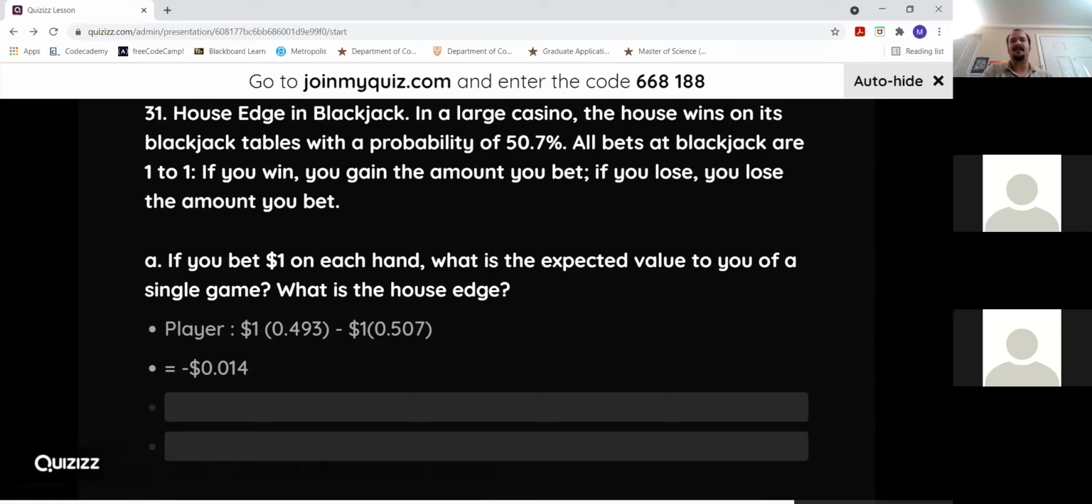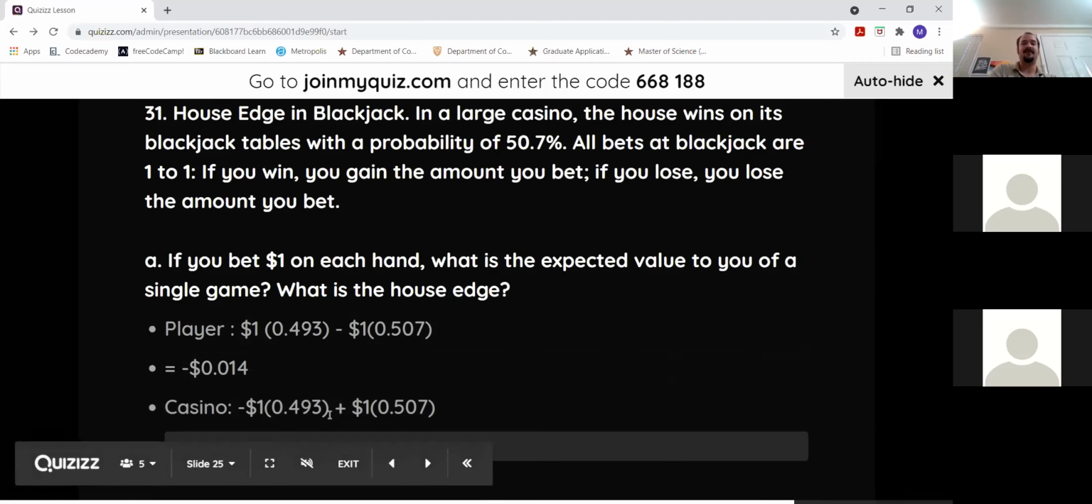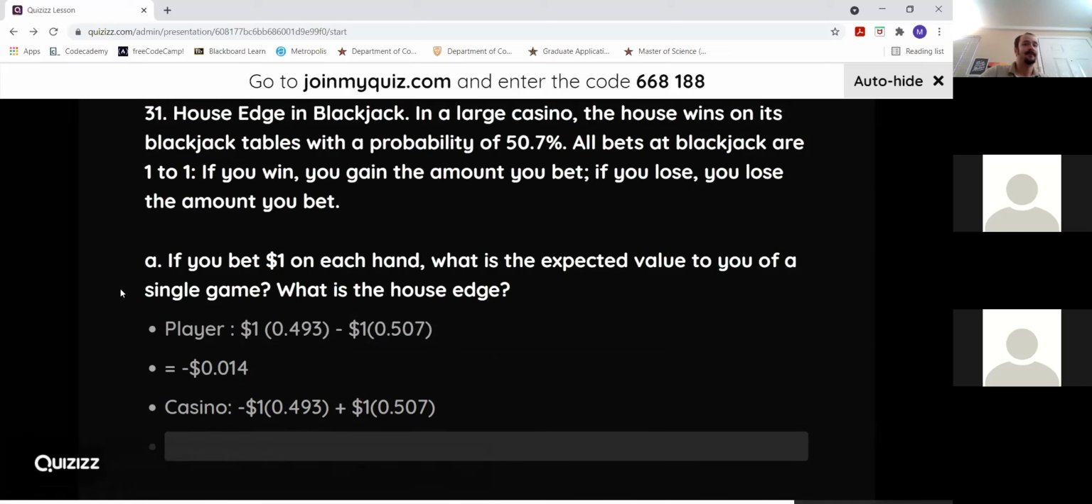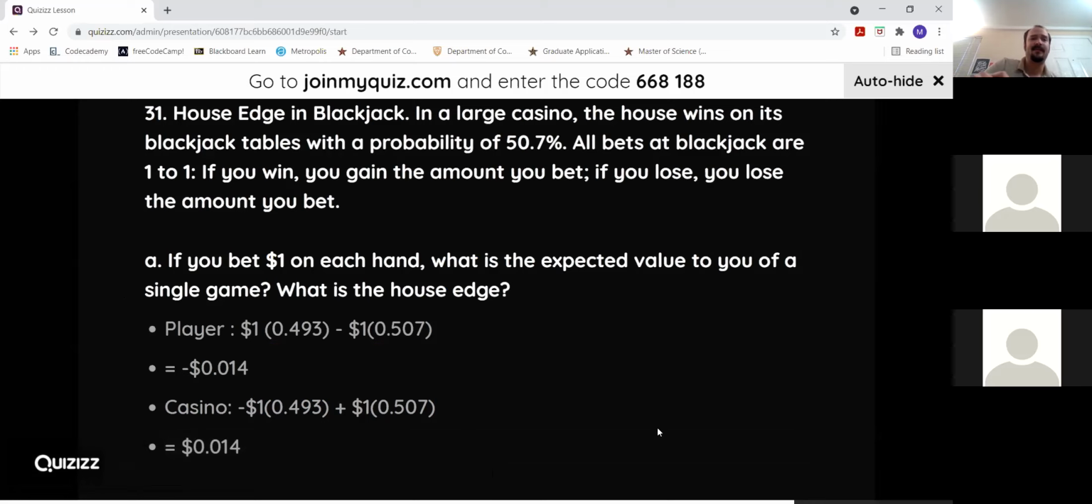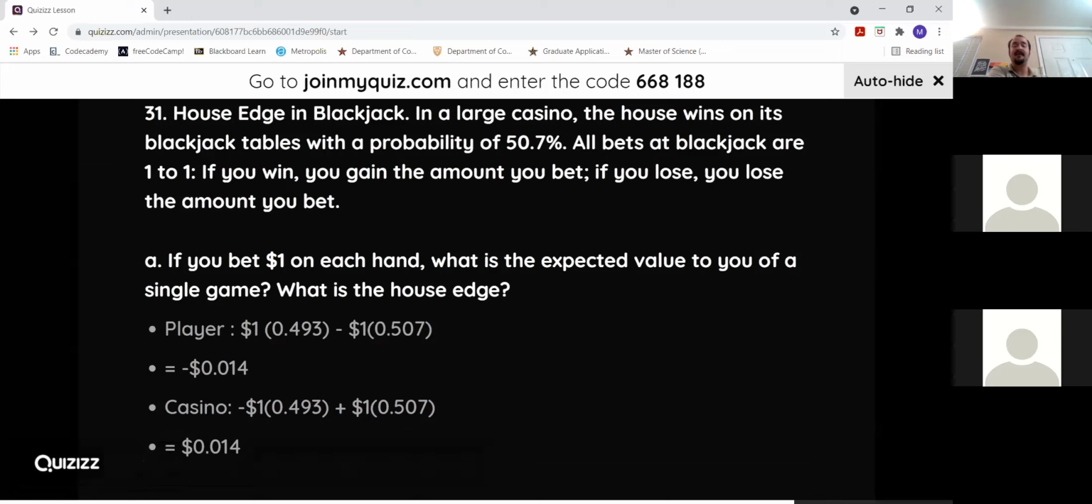The other thing is the house edge, which is the casino's perspective. They're losing $1 49.3% of the time, and they're winning $1 50.7% of the time. So it's exactly the same thing, but opposite. We flip the signs on our winnings: negative becomes positive, positive becomes negative. And we get a positive 1 cent and 0.4 of a cent. So the casino's making a little over a penny for each $1 a person plays in blackjack.